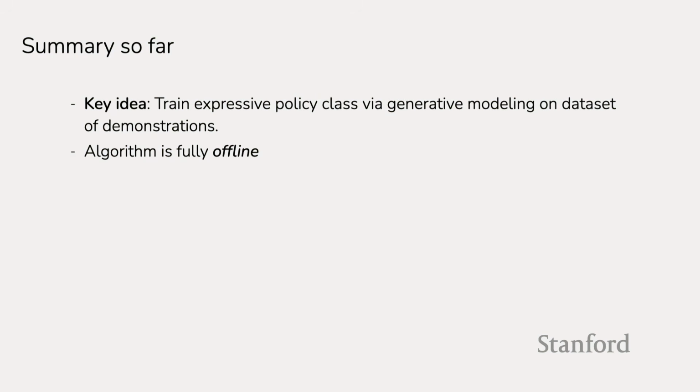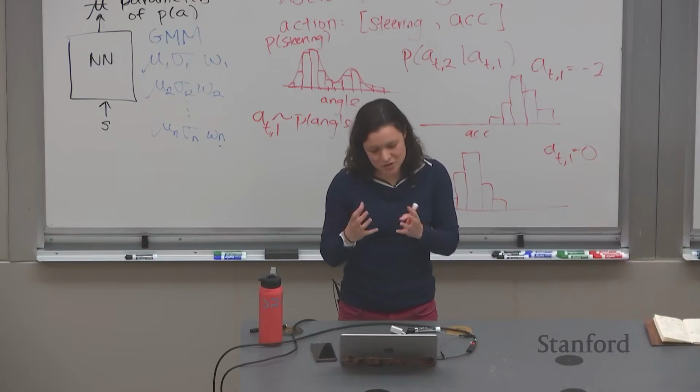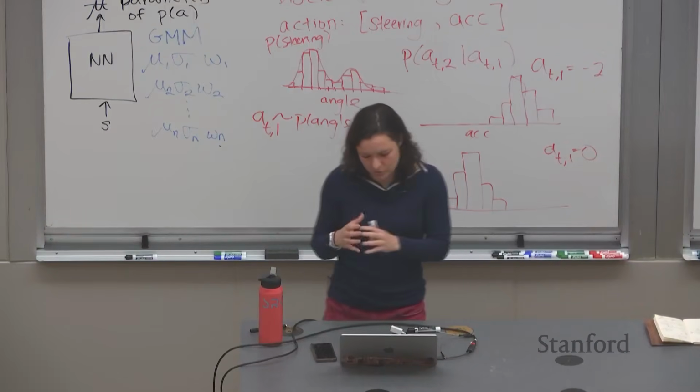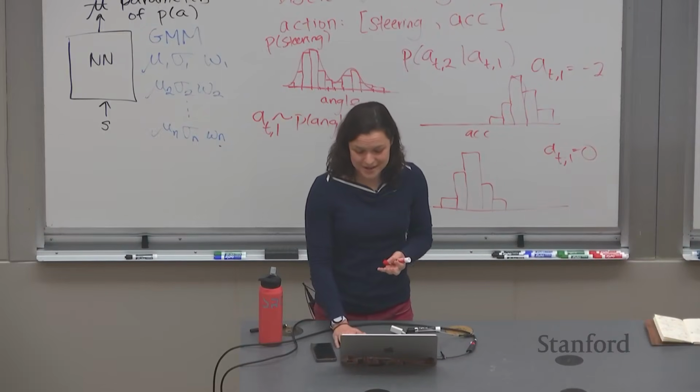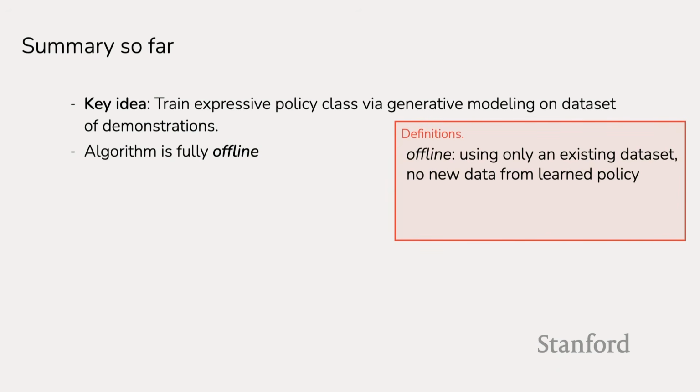One other thing that I'll mention here is that the algorithm is fully offline. And this is getting into a notion that's very important in reinforcement learning more generally, which is that offline algorithms are a bit different from online algorithms. Offline algorithms use only an existing data set, and they don't use any new data from what you're learning. And online means that you're using new data from your learned policy.